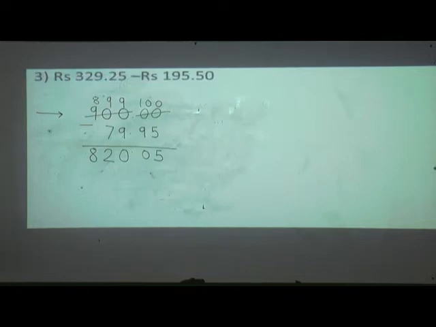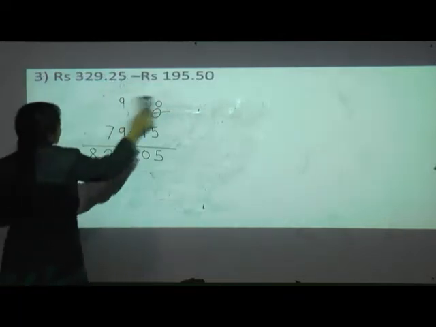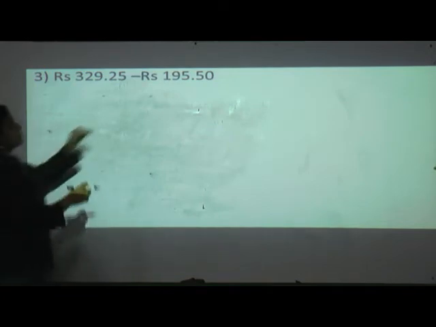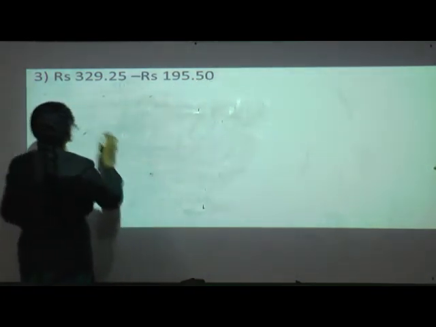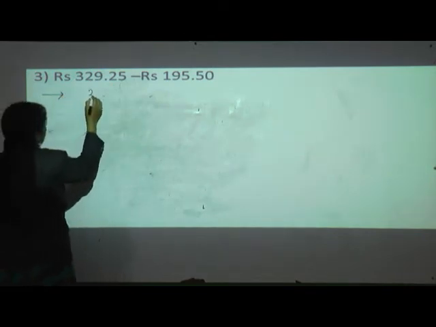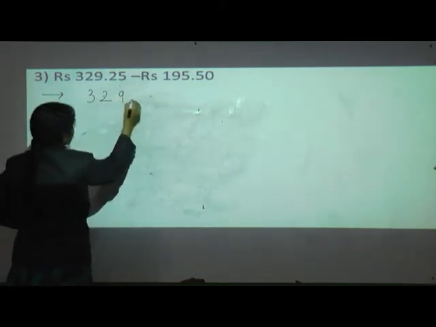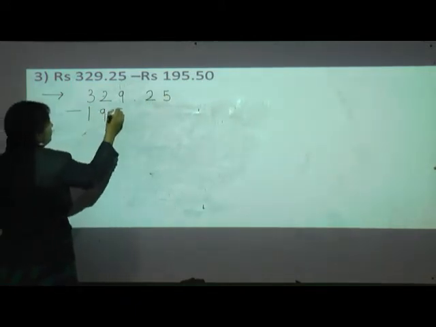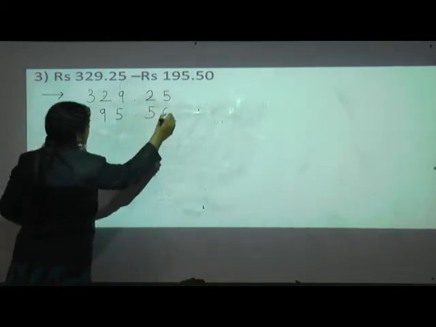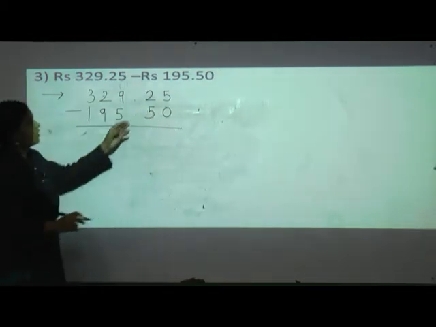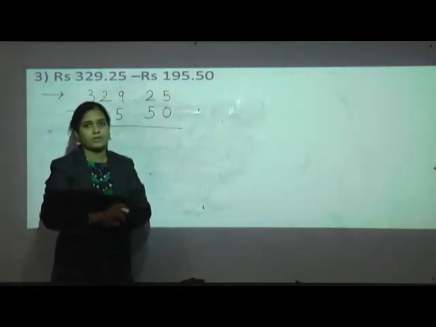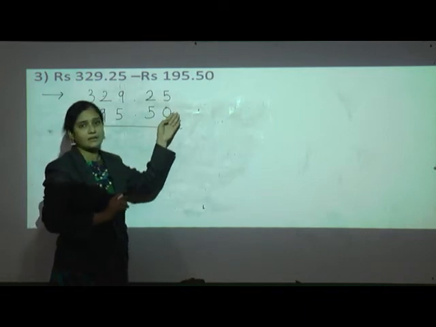Third one, rupees 329.25. That means 329 rupees 25 paise and rupees 195.50. So write it properly below to each other. Here 195.50. Now students, we can't subtract 50 from 25. Yes, no? Because this one is a less than 50.